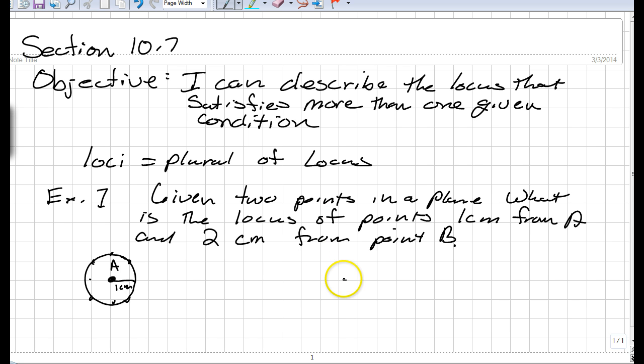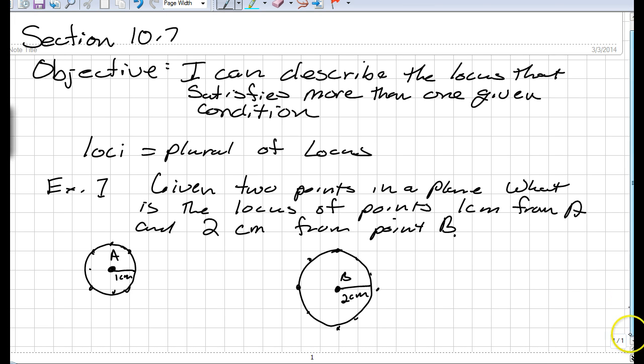Okay, now let's look at B. So we're looking at each condition individually. So we want 2 centimeters from B. So we know that would be a circle with radius of 2 centimeters. So it would be all the points on the circle. Okay, then we have to think about the different cases that could happen, because in the plane we don't know where A and B are. So there's different situations that could happen.